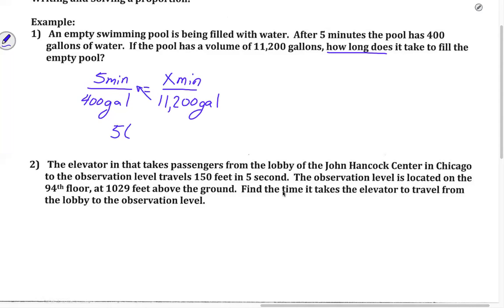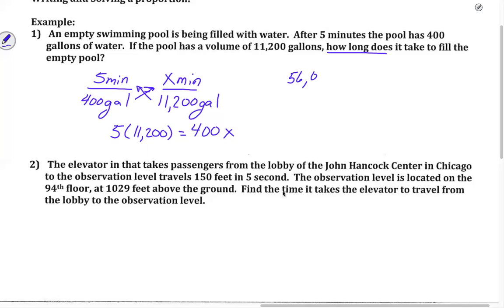So I'm going to do 5 times 11,200 equals 400x. Maddie, do you see where I got that from? Ali, do you see where I got that from? This is hard. I know, but do you see where I got it from? Yeah. You see where I got the 5 over 400 equals the x over 11,200? Yeah. You see where I cross multiplied and I did 5 times 11,200 equals 400 times x? Yeah. Okay.